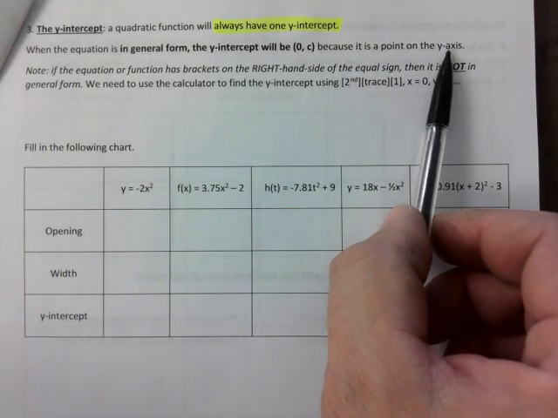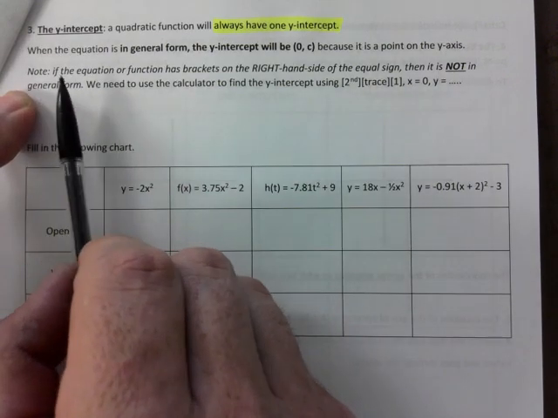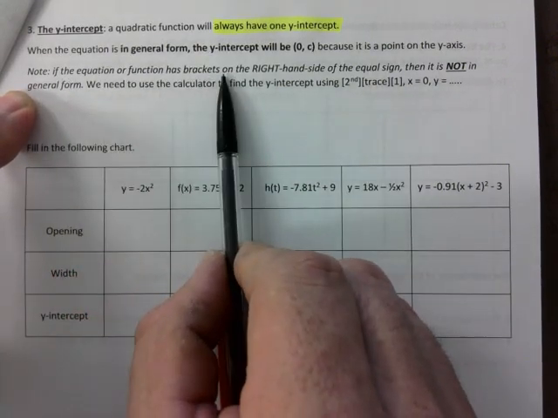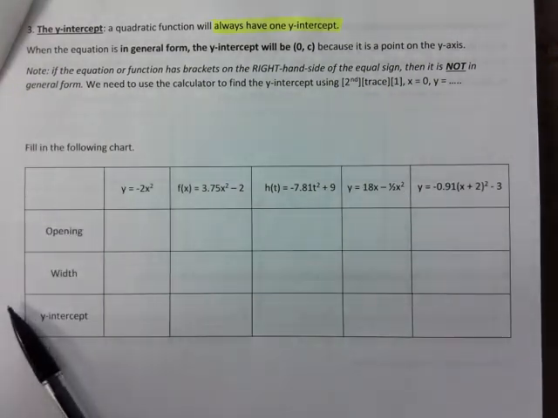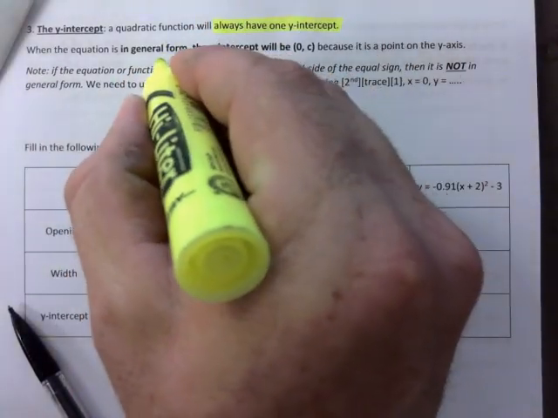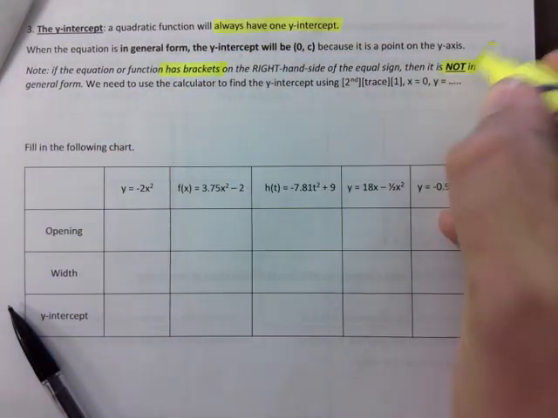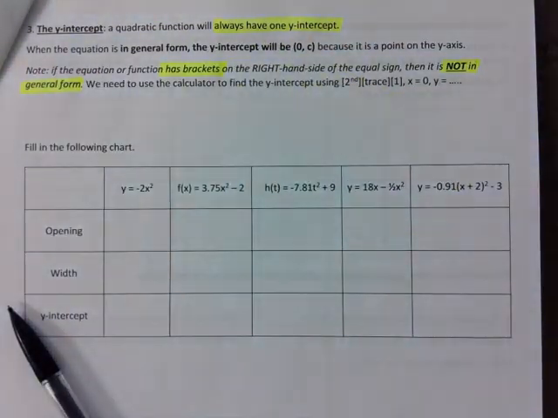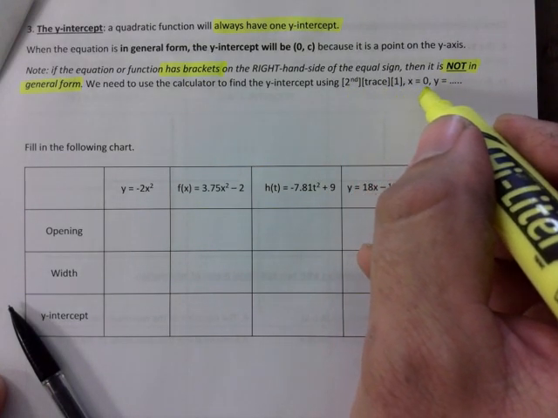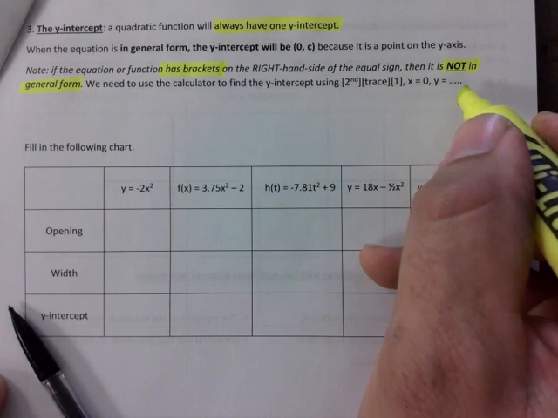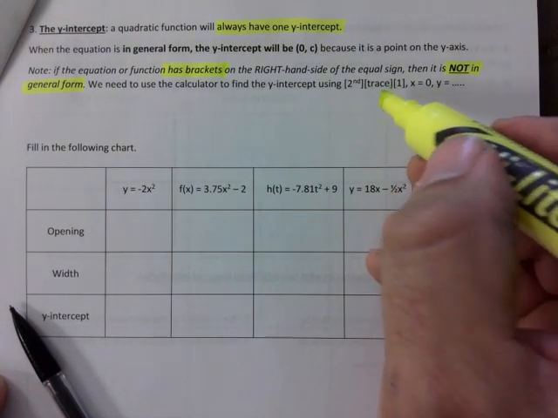Note, if the equation or function has brackets on the right-hand side, then it is not in general form. If it has brackets, then it's not in general form. So gotta watch out for that. We need to use the calculator to find the y-intercept using second trace 1, x equal to 0, and so forth. So I'll show you exactly how that is done.